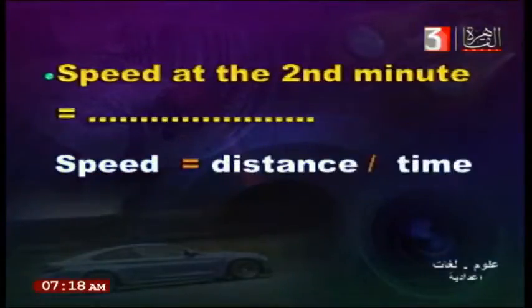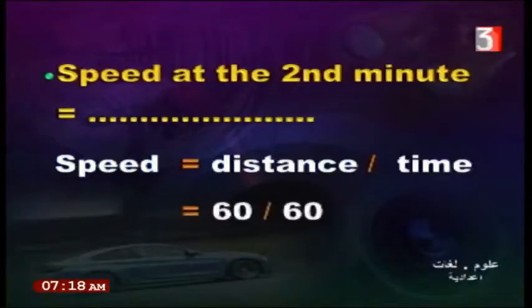Next. Speed in the second minute. Of course, we must convert the minute into seconds. So speed equals distance over time, 60 over 60. So the speed in the second minute is 1 meter per second.